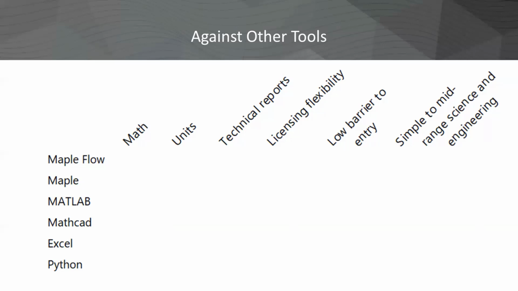If you pick too few, the comparison is simplistic. If you pick too many, then the comparison is impossible to digest. I've chosen 5 that will be important if MapleFlow fits your use case, fits your workflow, if it's the right tool for you. Math, units, technical reporting and documentation, the flexibility of the licensing, the ease of use or how high or low the barrier to entry is, and the type of calculation you might be doing.